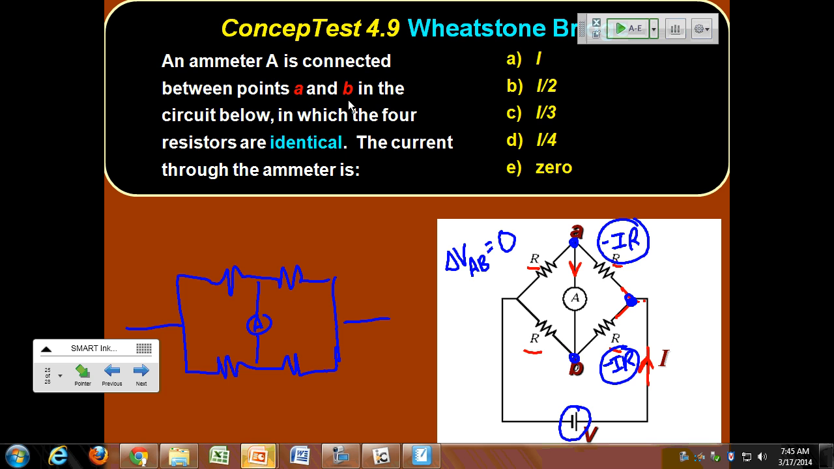And if V is equal to 0, since V equals IR, I is also equal to 0. V equals 0, so I equals 0. All right? That's called a Wheatstone bridge, but you don't need to know that for this class.